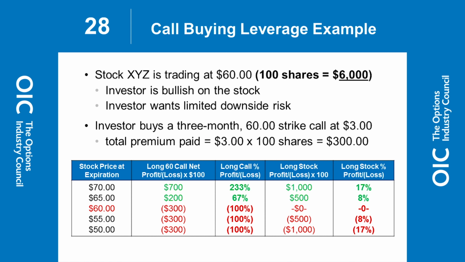If we bought the stock outright, we made a $500 profit from 60 to 65, so we made more money on the stock, but look at our return on investment. It's only 8%. Now, you may be one of those investors that say, well, dollars are what really matter. I made $500 on the stock versus $200 on the option, and that very well may be true. Other investors look at the return on investment.